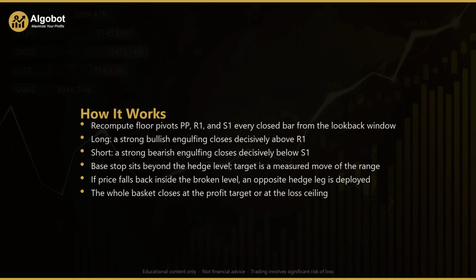Finally, exits are managed at the basket level. The moment net floating profit across all legs reaches the BasketTpMoney amount, everything is closed. If net floating loss reaches the BasketSlMoney ceiling, the whole basket is flattened. This basket logic is the dominant exit whenever any exposure is held.